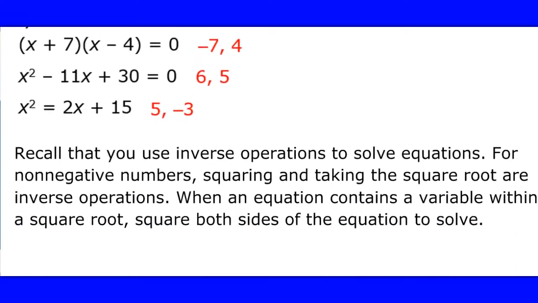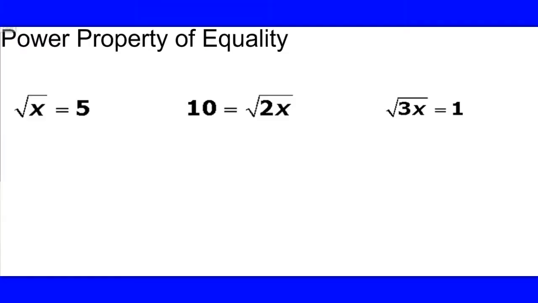Now, when you are squaring and taking the square root, those are considered inverse operations with each other, okay? So when you have a variable inside a square root, then we're going to square both sides to try to solve that. And that's what we're going to start doing right now. It's called the power property of equality. And basically it says that if you apply a power to both sides of an equation, you will have an equivalent equation.